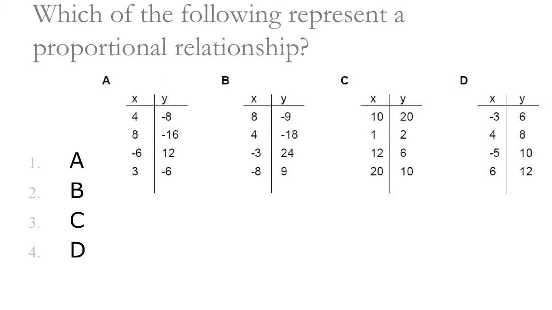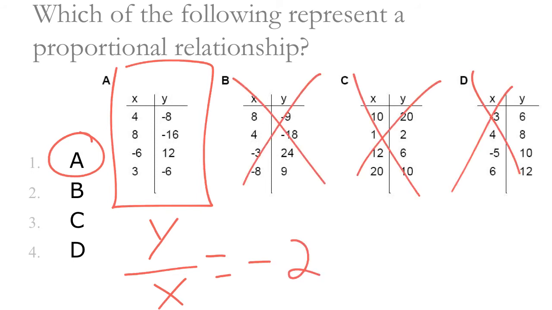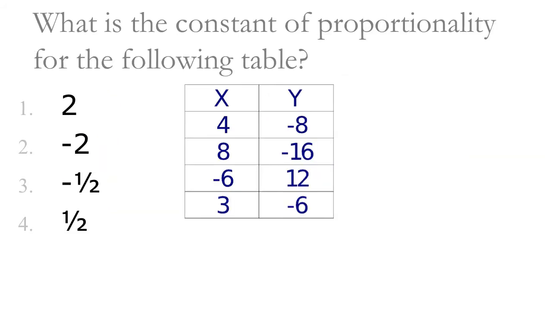All right, which of the following represent a proportional relationship? The answer is A. This is the only table that does, because if I take y and divide it by the x that goes with it, you end up with negative 2 every time. These ones, that does not happen every time. You will not get the same unit rate in each of those. So that is the only proportional relationship. What is the constant of proportionality for the following table? Well, negative 2. Divide any of these, you get negative 2.